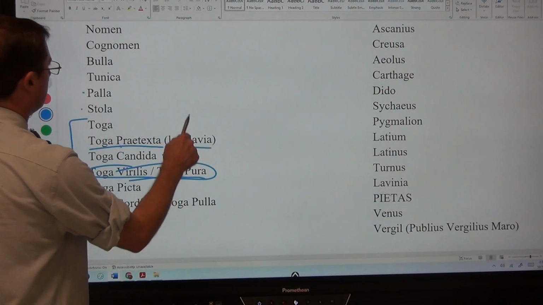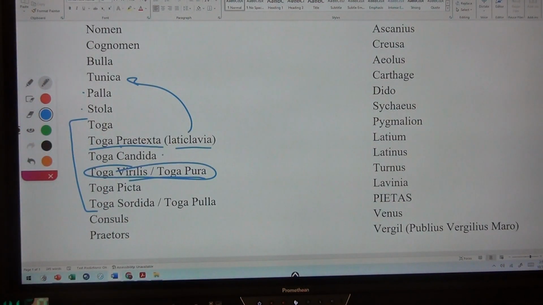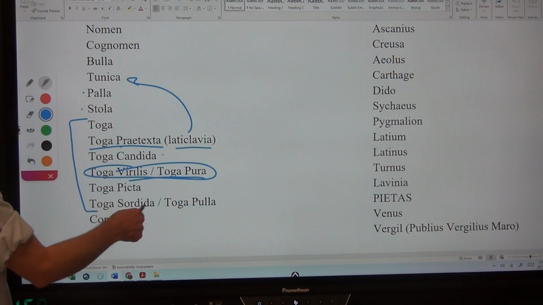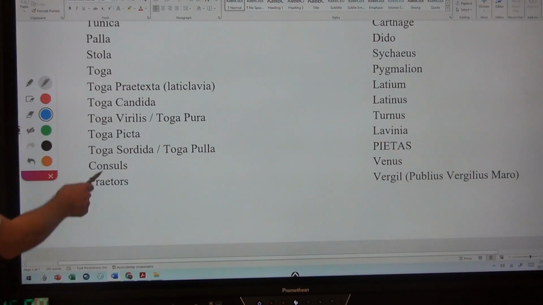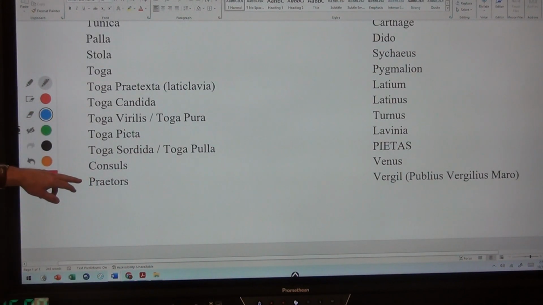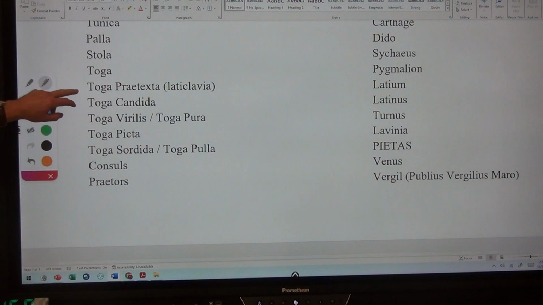Laticlavia, remember, is a type of tunica that indicates a person of senatorial rank. Toga picta, worn by generals in triumph, and the toga sordida or toga pulla, the dirty toga, which is worn as a dark toga when one is mourning someone. And remember, the consuls and praetors are like co-presidents and Supreme Court justices, and they would wear the toga praetexta with those two groups of people.